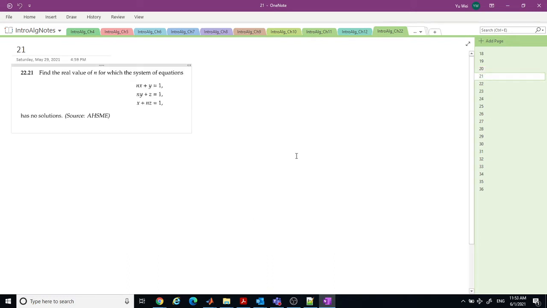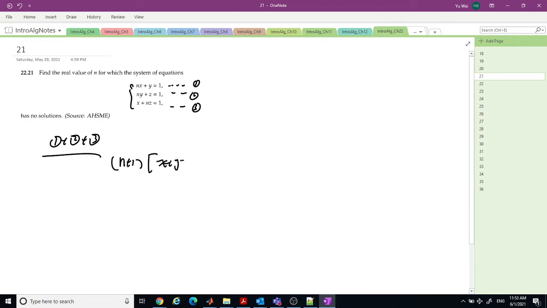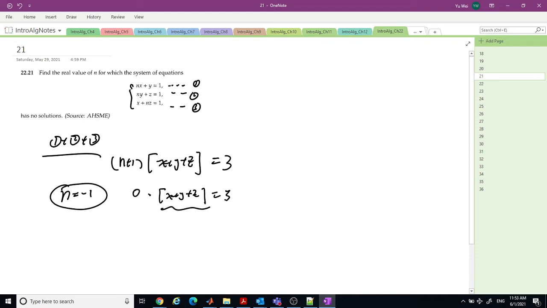This one, we have a set of equations. We want to find the real n for which this is satisfied. So equations 1, 2 and 3. This one has no solution, right? The quickest way you can see is if we add 1, 2 and 3 together, we get 1 plus n times (x plus y plus z), which equals 3. So if n equals negative 1, then 0 times (x plus y plus z) needs to equal 3.